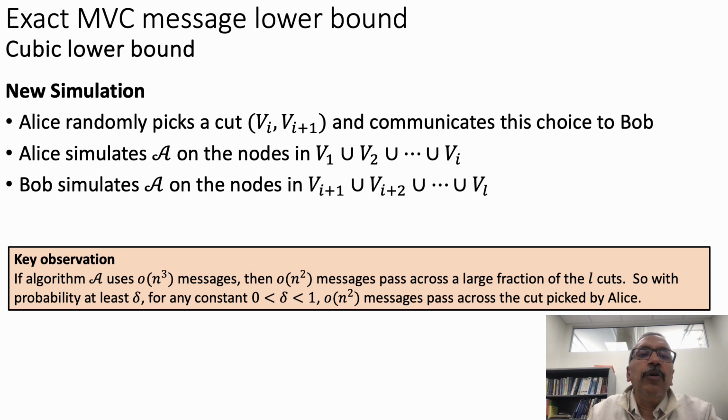Given this stretched lower bound graph, we need a slightly new simulation. Specifically, Alice and Bob agree on a randomly chosen cut, and Alice simulates the vertices to the left of this cut and Bob simulates vertices on the right of this cut. The key observation is that if the algorithm A that Alice and Bob are trying to simulate uses little o of n cubed messages, then lots of the cuts will have little o of n squared messages passing across them. This means that with pretty good probability, Alice and Bob will pick a cut over which little o of n squared messages pass.